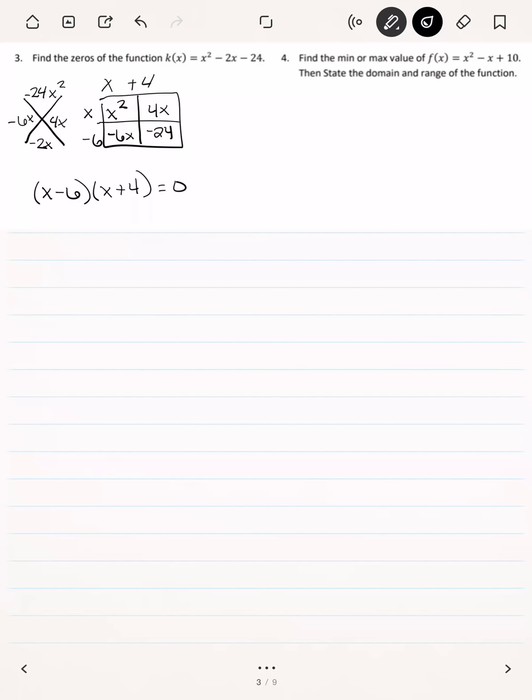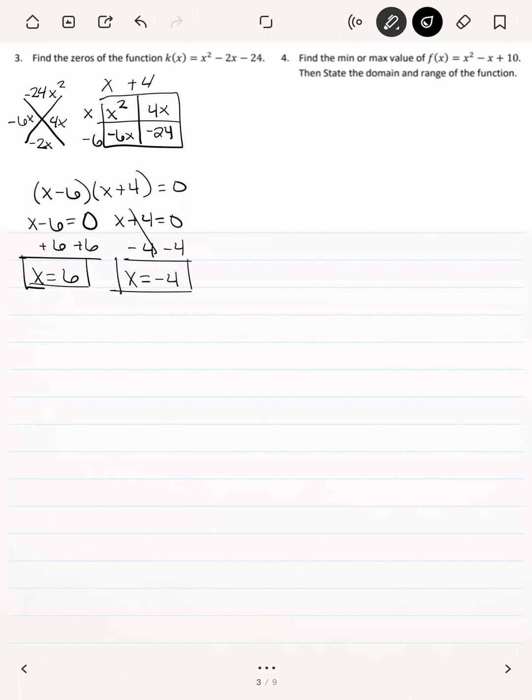And then I need to set it equal to 0 to actually solve it because it wants to solve for the zeros. So I split it up and I set each factor equal to 0. I add 6 here, add 6. I get x equals a positive 6. So there's 1 zero. Minus 4, minus 4. I get x equals negative 4. Again, if you complete the square or quadratic formula, you will get the same answer.